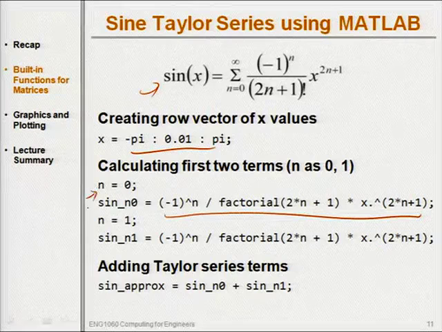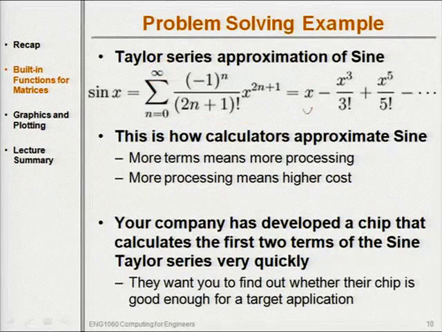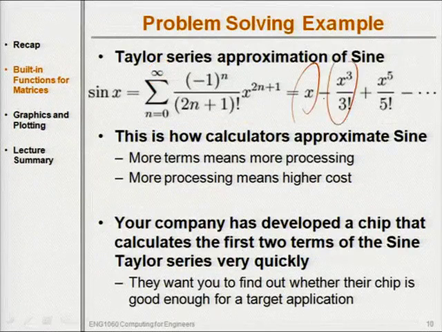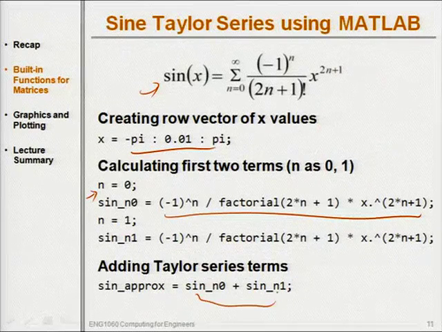This is for the term n equals 0, n equals 1, etc. So when you get the actual sine value, you add them together. Again, in this case, we are only doing the first 2 terms.